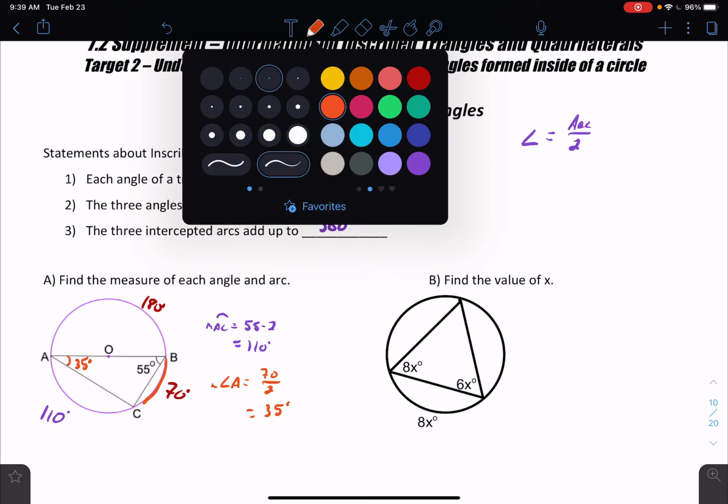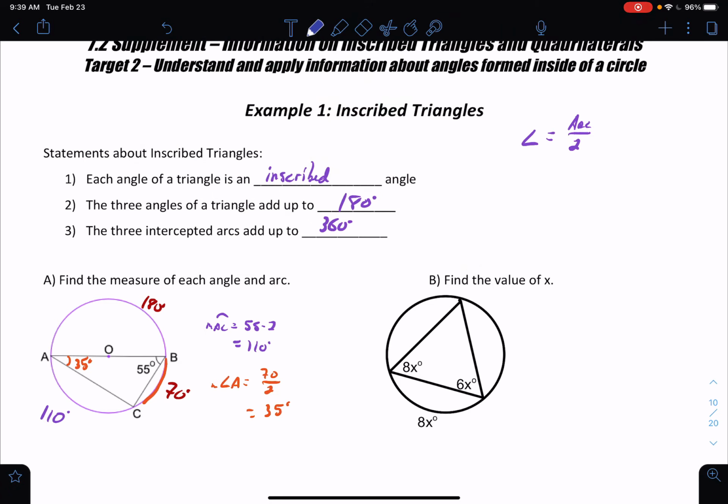Now, to find angle C, we could do a couple things. We could say 180 minus 55 minus 35, which is going to make angle C a 90-degree angle. Or if we extended the chords of angle C out, this inscribed angle, we'll see that it captures the semicircle, and 180 divided by 2 is 90. So we've got all the angles of the triangle and all the measures of the arcs.